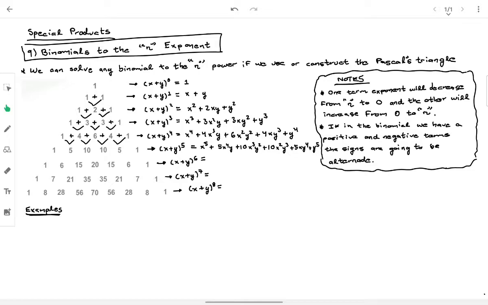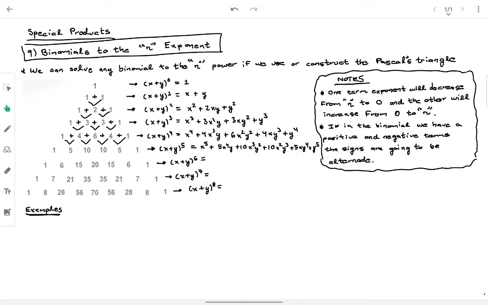Let's see this case: 1, 3, 3, and 1. If we are going to do a binomial cubed, which we have seen, it's going to be the first one cubed plus 3 times the first one squared multiplied by the second one, plus 3 times the first one multiplied by the second one squared, plus the second one cubed. So Pascal's triangle lets us know the coefficients of every term when doing a binomial to the n power. Now, how can we know the exponents of the letters?